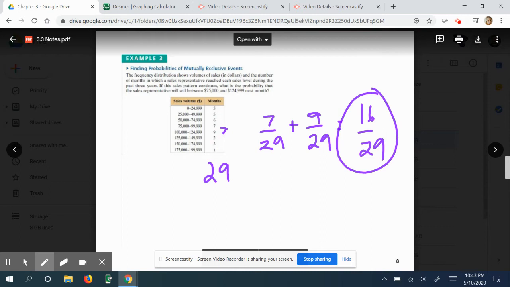So I didn't do a very good job explaining it. Basically, we look at the months and find the total number of months, which is 29, and we say if the pattern continues, well, if we know that it's been 7 in the past and 9 in the past, we just add them together. Since we know we want 75,000 to 124.99, we find the two areas that fit, and we just add them.